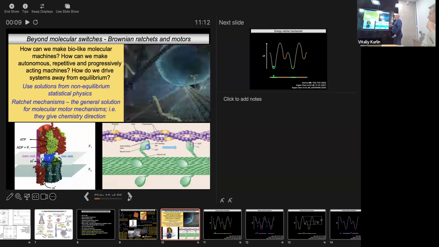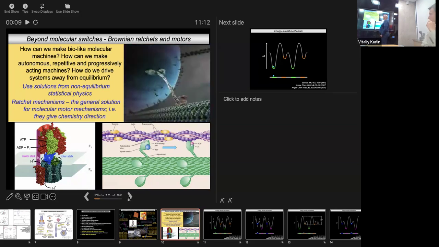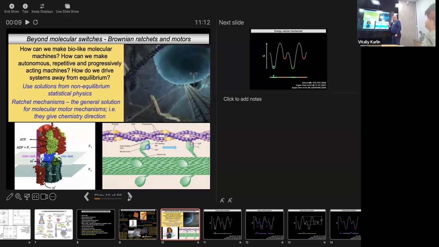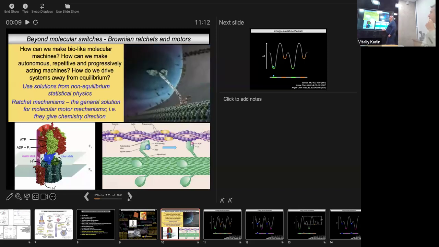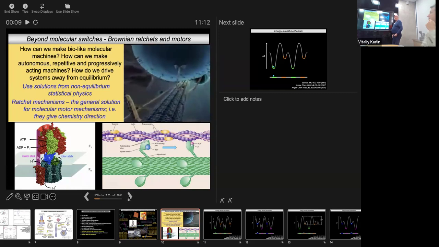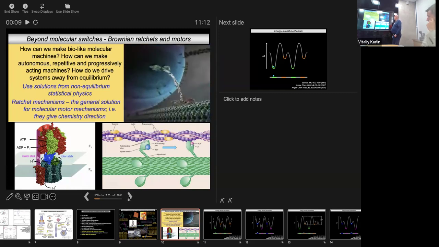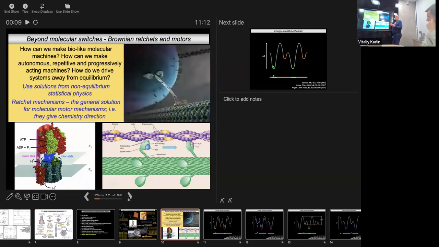directionally along the track. So we wanted to know, how can we make synthetic small molecules that could do those sorts of things? How can we drive systems away from equilibrium? And it turned out that the answers to these questions were already known. They just weren't known to chemists, but they were known to physicists. And they're called Brownian ratchet mechanisms. And physicists have developed these particularly over the last 30 years or so, to understand how Brownian particles that undergo stochastic motion can be transported directionally.